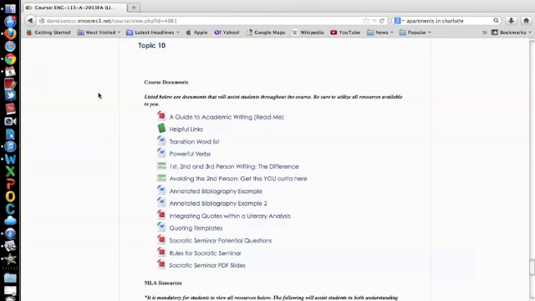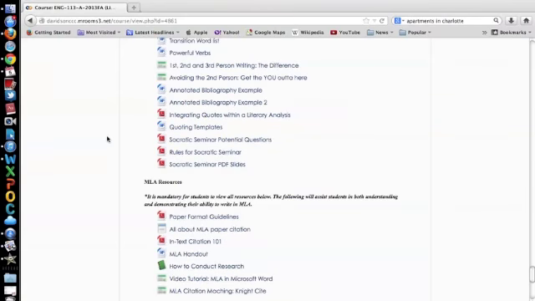These documents will assist students throughout the course. Be sure to utilize all resources available to you. Included in course documents are resources for MLA. It is mandatory for students to view all resources related to MLA formatting. They will assist students in both understanding and demonstrating their ability to write in MLA.